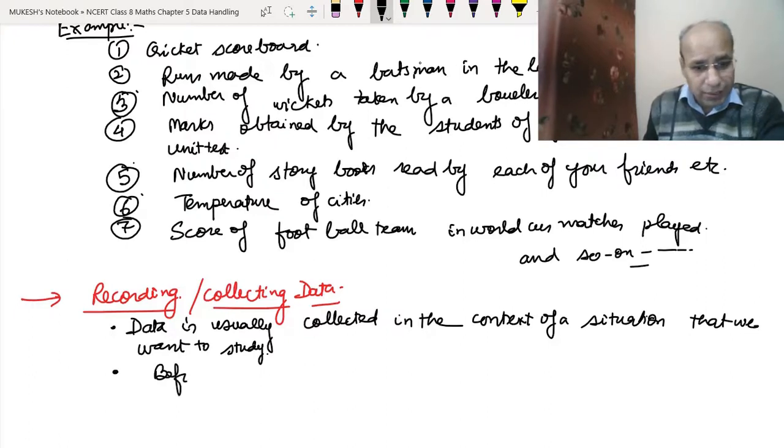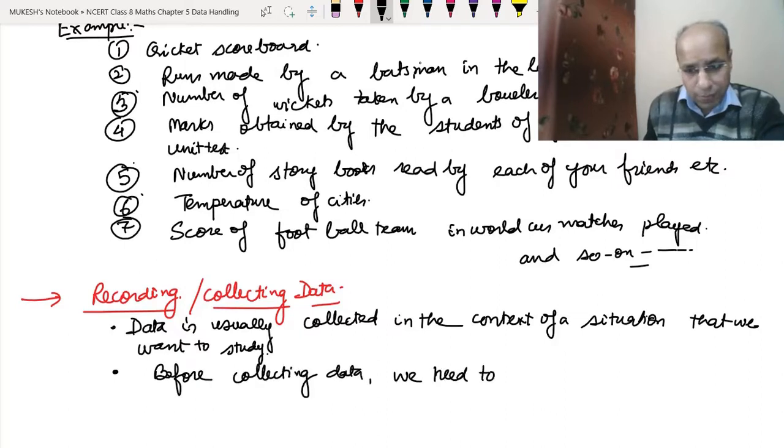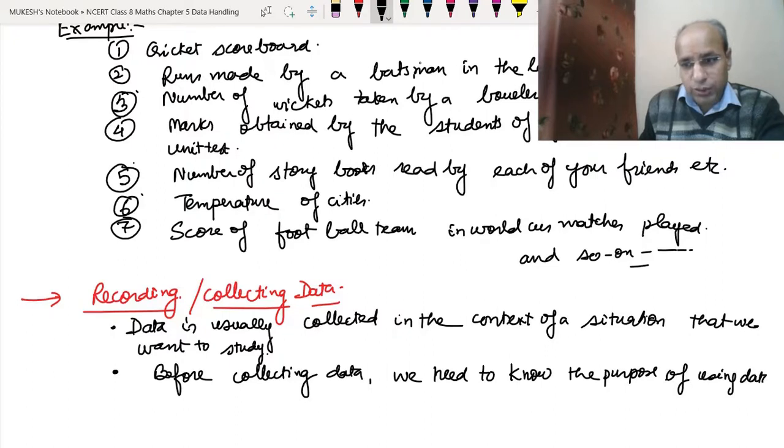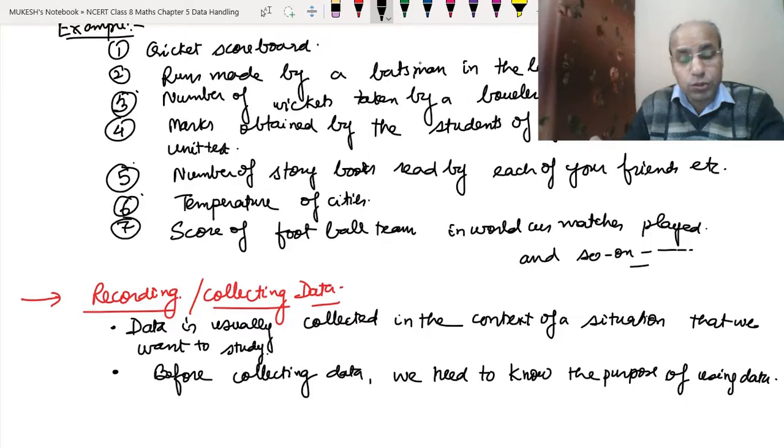Before collecting data, we need to know the purpose of using the data. As I just told you in the previous example, we have to check the performance of each student in the class. So that is the purpose of collecting that data. By collecting it we can see the performance. Otherwise, if we don't have any purpose to collect the data, there is no need to waste time.